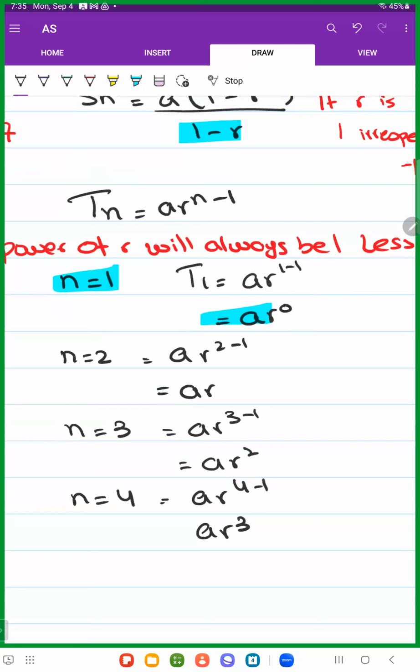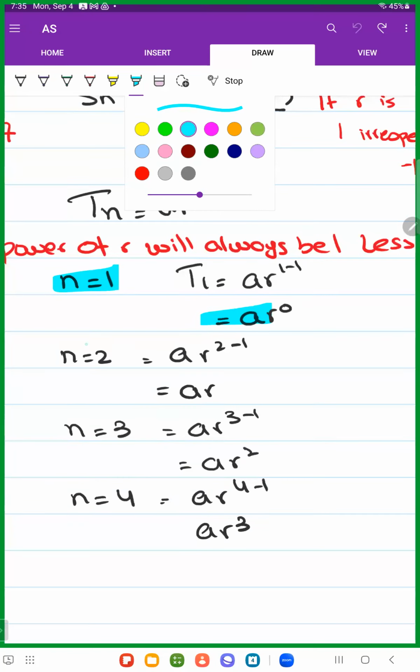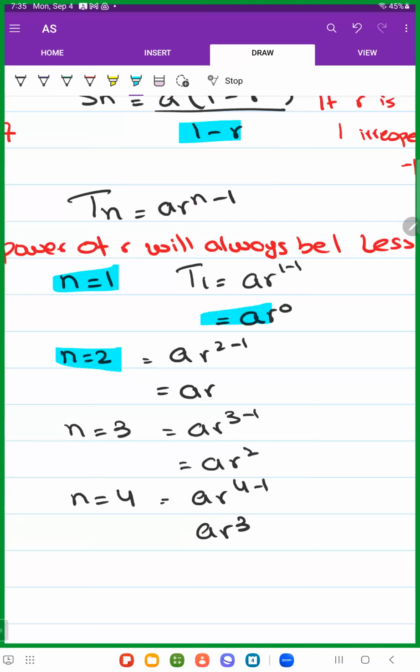Then you look at the second term. What is the power of r over here? It's 1 less than the term. So the term is second, power of r is 1. The term is third, power of r is 2. The term is fourth, power of r is 3. Do you guys understand? Yes, miss. Very small relationships you should know, alright?